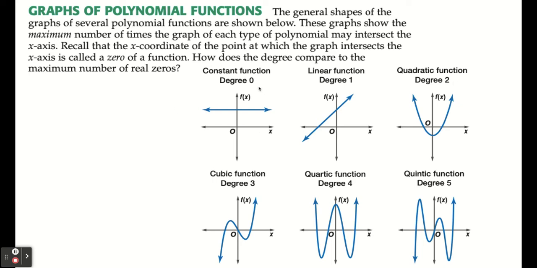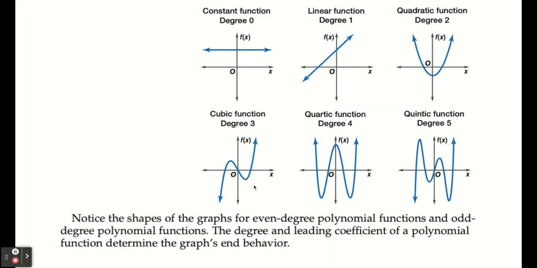So here we have a constant function with a degree of 0, a linear function with a degree of 1, a quadratic function with a degree of 2, a cubic function with a degree of 3, a quartic function with a degree of 4, and a quintic function with a degree of 5. Notice the shapes of the graphs for even degree polynomial functions and odd degree polynomial functions. The degree and leading coefficient of a polynomial determine the graph's end behavior.